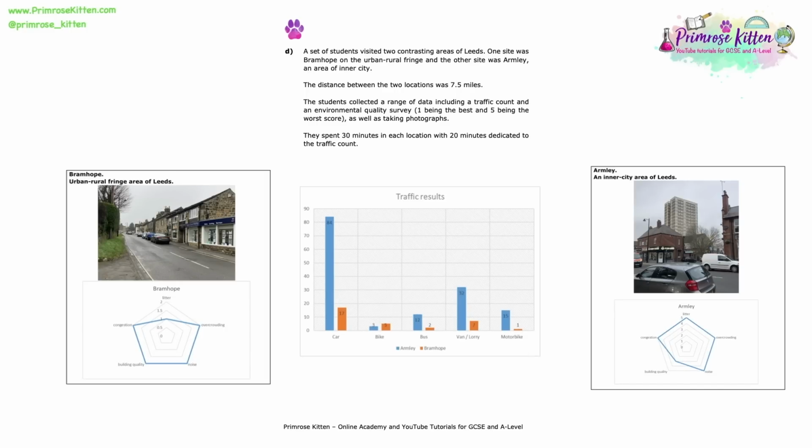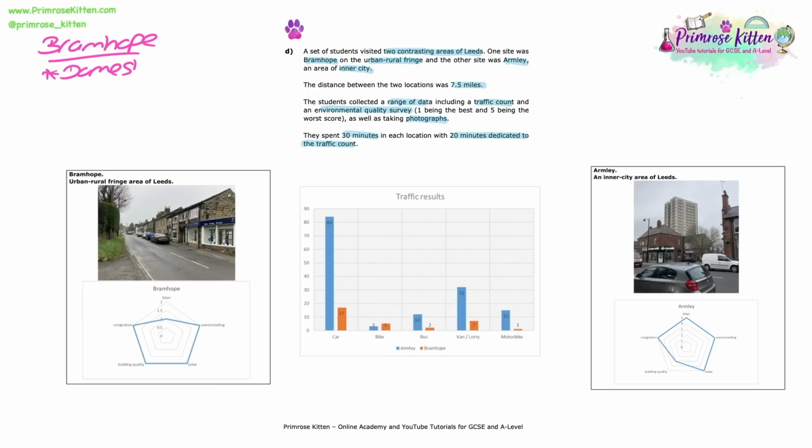Part D. A set of students visited 2 contrasting areas of Leeds. One site was Bramhope on the urban-rural fringe, and the other site was Armley, an area of inner city. The distance between the 2 locations was 7.5 miles. The students collected a range of data, including a traffic count and an environmental quality survey, as well as taking photographs. They spent 30 minutes in each location, with 20 minutes dedicated to the traffic count.